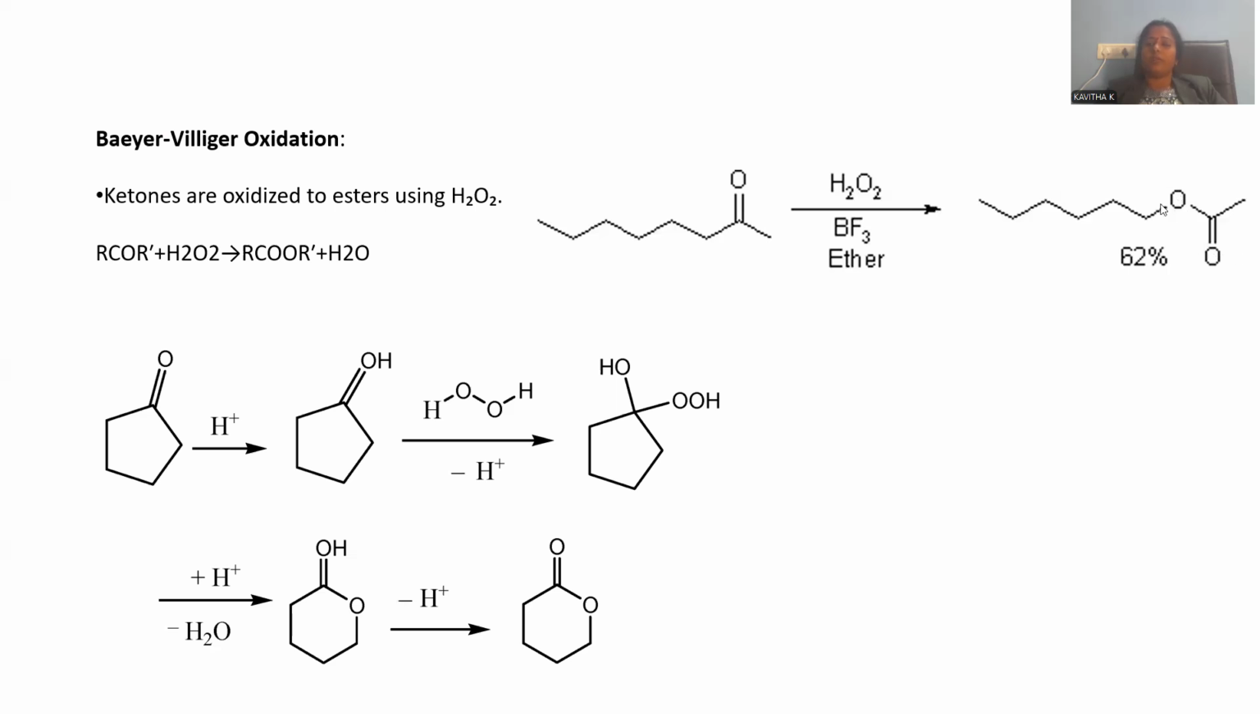This ester formation starting from a ketone by reacting with hydrogen peroxide is part of the Baeyer-Villiger oxidation. Wherever a ketone is there and hydrogen peroxide is added, it gives one of its oxygens to this molecule. An oxygen-rich ester will be generated, and that is called Baeyer-Villiger oxidation. For our better understanding, we are taking cyclohexanone.